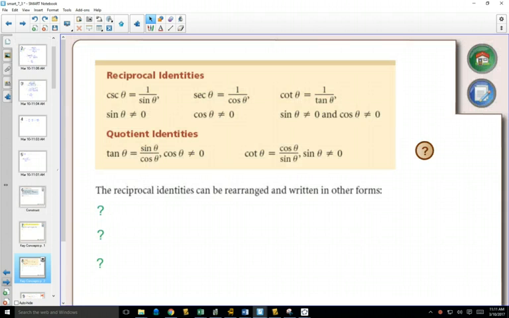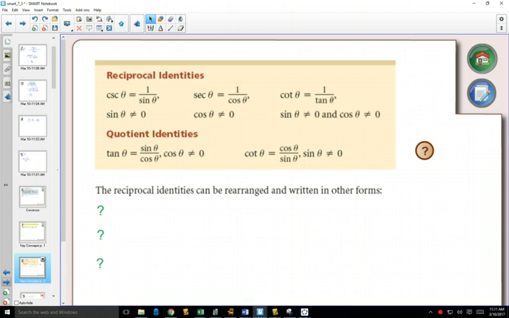You know that cosecant is 1 over sine. You know that secant is 1 over cos. And you know that cotangent is 1 over tangent. You also know that tangent is sine over cos, and cotangent is cos over sine.